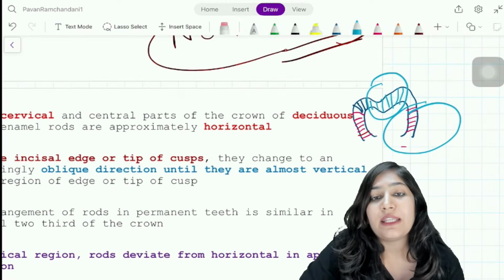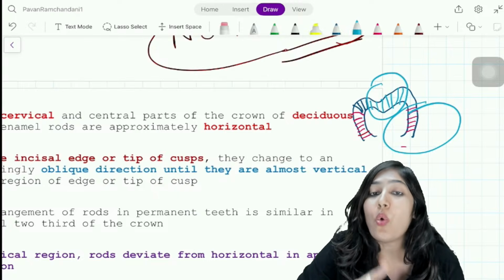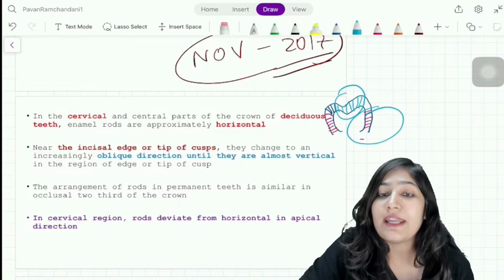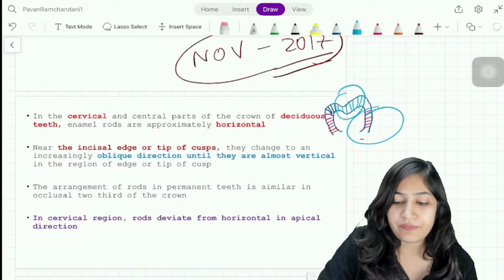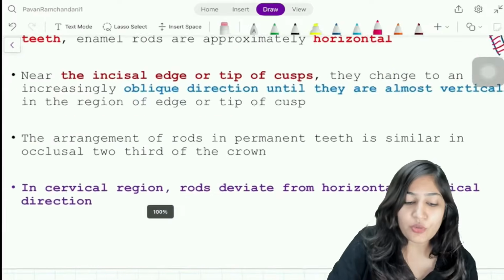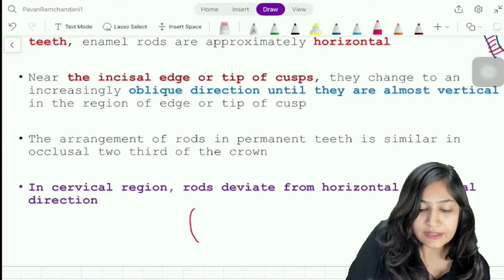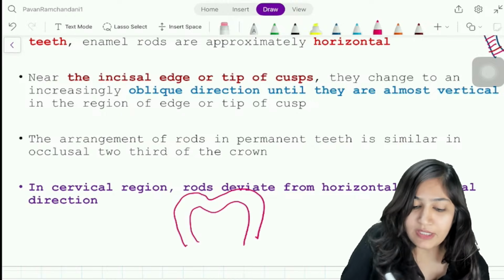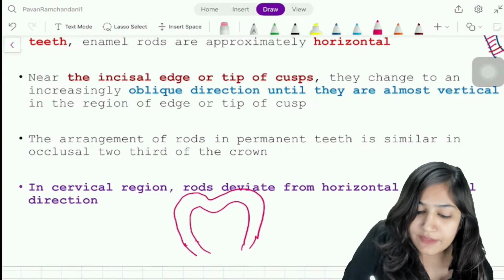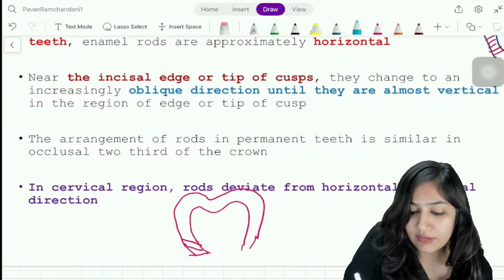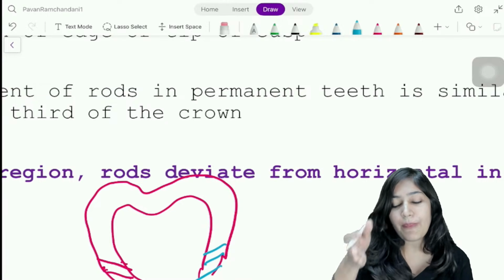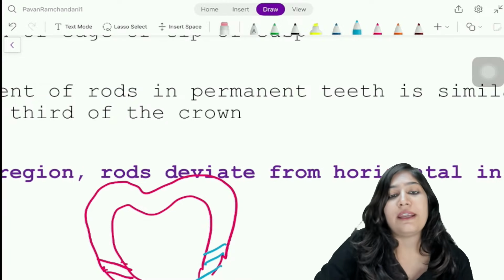Now coming to the permanent teeth, it is similar in permanent teeth also. The only difference is that in permanent teeth, there is apical deviation of enamel rods in the cervical portion. Most of you have doubts regarding the direction of enamel rods, I've seen that in the Telegram group also, so your doubts can be cleared here. In the cervical portion of the permanent tooth, the rods deviate from the horizontal to the apical direction. It is not horizontal; it goes apically at the cervical end of the tooth.